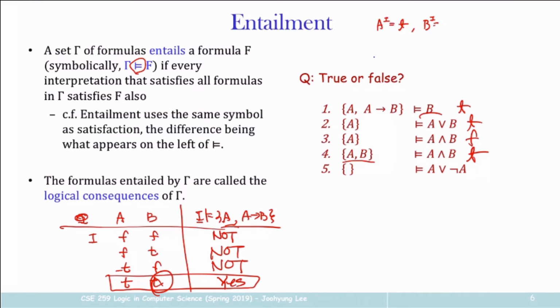Okay? So for this one, it might be a bit confusing, but if you understand the meaning of every in the mathematical sense, then all interpretations actually satisfy all formulas in the empty set. So then, what you have to check is whether all of the interpretations satisfy A or not A. And that is actually true because A or not A is a tautology.